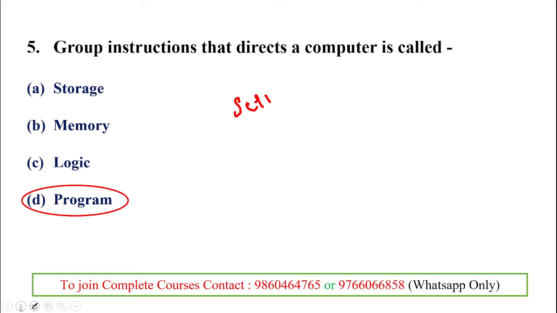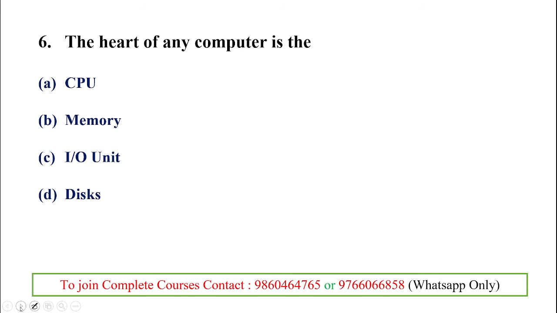We know the storage, memory, and logic are other parts of the computer. So a group of instructions is a program. And then, of course, the heart of any computer is the CPU, that will process the information and also give the output. Clear?